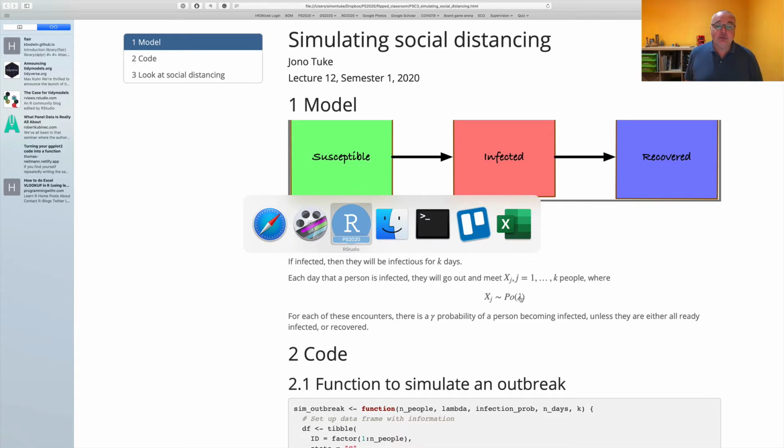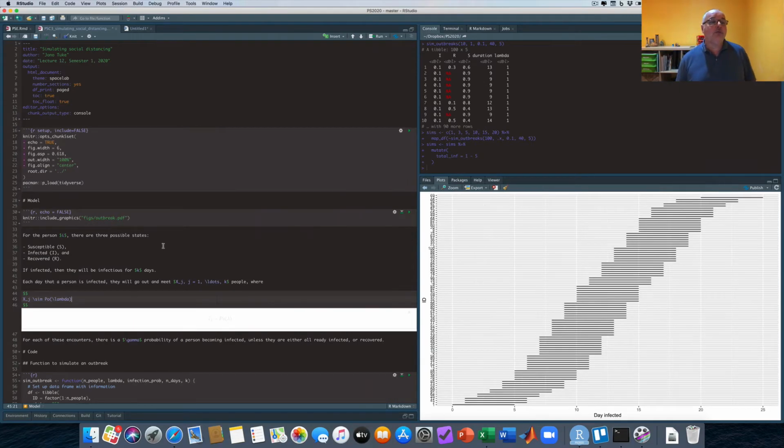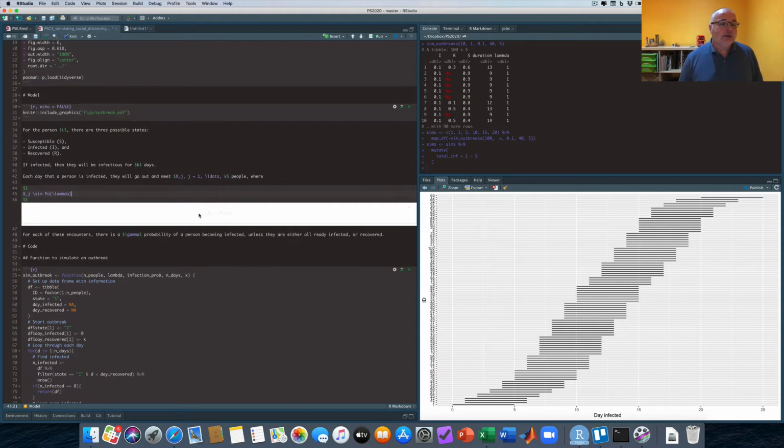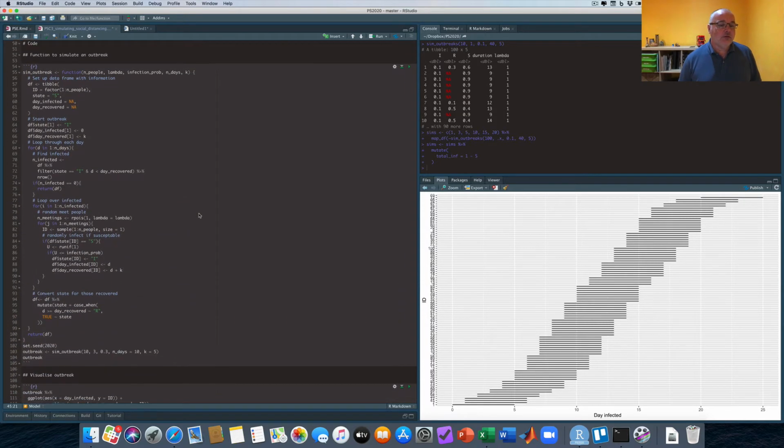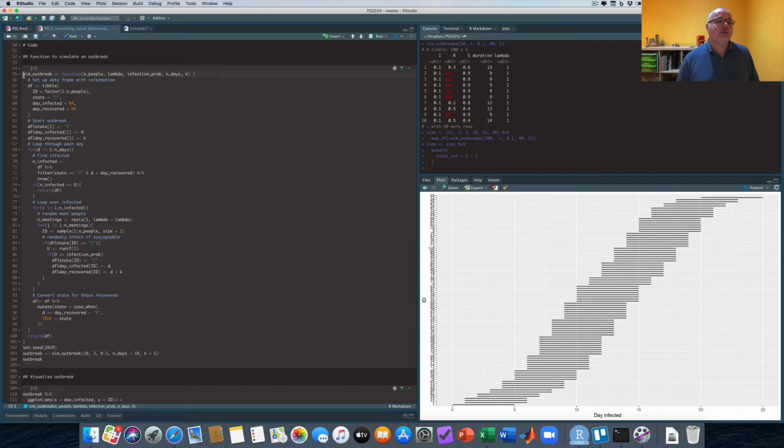So let's go to RStudio and look at my code. This again is in our Markdown. First of all, I'm going to write a function called sim_outbreak, which is this whole thing here. It takes altogether 1, 2, 3, 4, 5 arguments. The first is how many people are in my population. Lambda is the rate at which you meet people every day you're infected. Gamma is the infection probability, the probability you infect someone in an encounter. We're going to look for so many days, and K is how many days you're infected once you've got the disease.